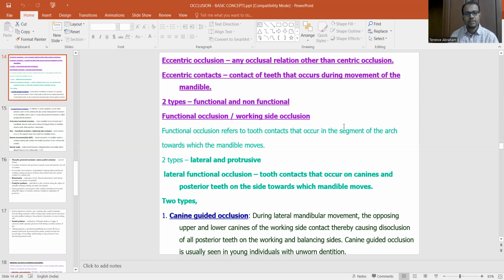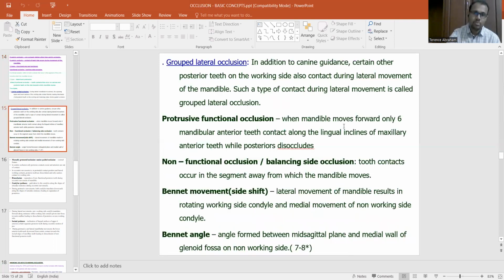That means when we shift the mandible to the right side, there will be a contact between the upper and lower canine in the working side, that is the right side, and there will be a disocclusion of all the posterior teeth in the right side as well as the posterior teeth in the left side, that is the non-working side. That is canine guided occlusion.